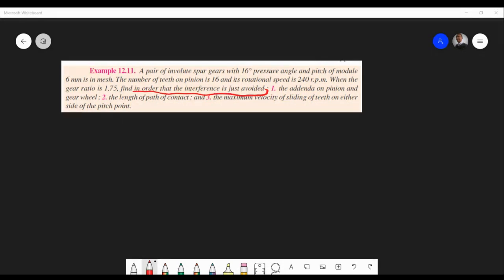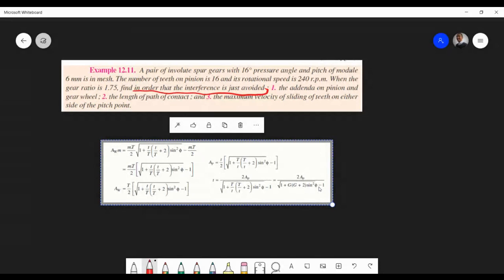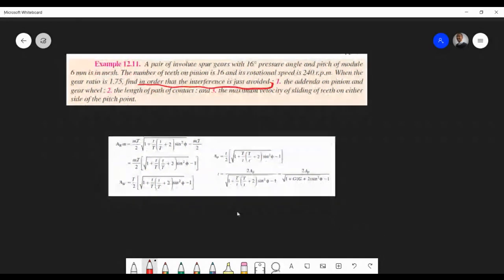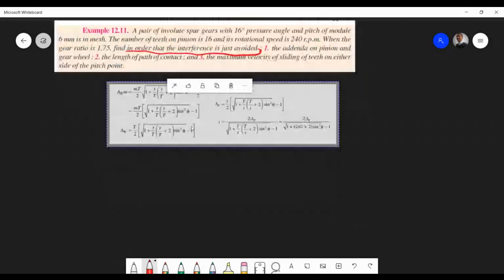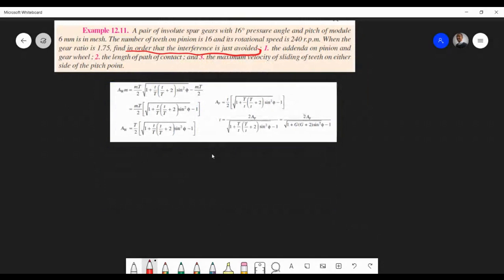Typically, how do we start the question? We start with the radii and all of that. All we need to do now is find the addendum of the pinion and the gear wheel. So let's quickly try this out. I think we'll call this our last question for the day. Everything else should be straightforward. What I'm doing now is the novel part of it.